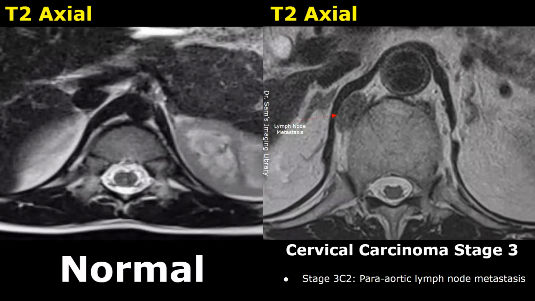In stage 3C2, there is periaortic lymph node metastasis. We will find enlarged reactive periaortic lymph nodes.